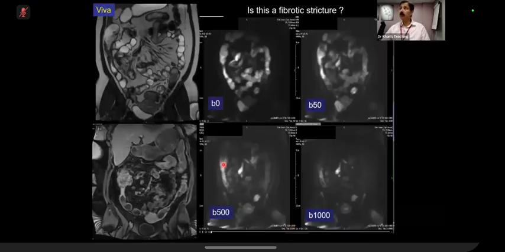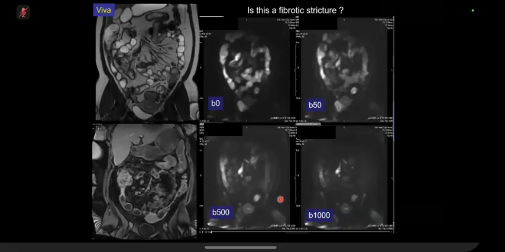So candidate 11, if you can tell me, there is a stricture here. This is T2 weighted sequence. This is post-contrast sequence. So we were worried if it is active or fibrotic. B0, B50, B500, B1000. What is your inference?